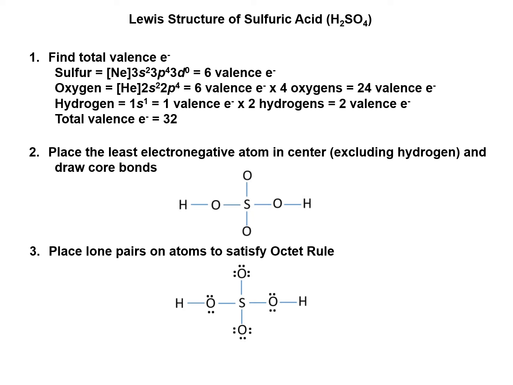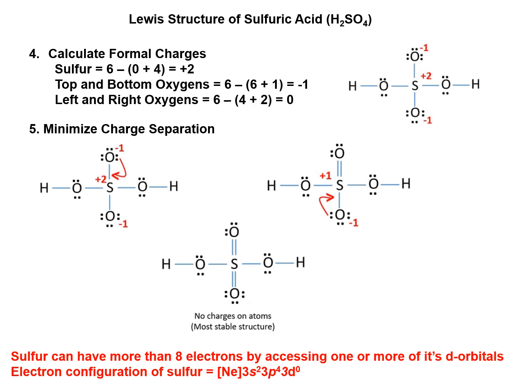We then place the least electronegative atom in the center, excluding hydrogen, and draw the core bonds. Once we have done that, we start placing the lone pairs on the atoms to satisfy the octet rule. Notice that the oxygen and sulfur each have 8 electrons around them. Hydrogen has 2. We then calculate the formal charge. For sulfur, it's 6 minus 4 plus 2. For the bottom and top oxygens, it's 6 minus 7, or negative 1. And the left and right oxygens are neutral, which are 6 minus 6, which equals 0.